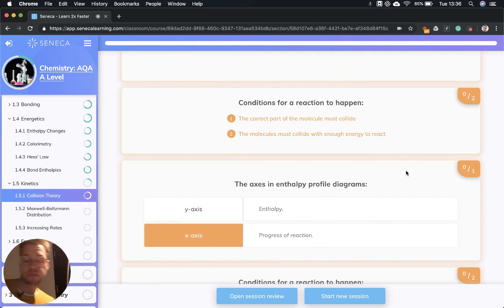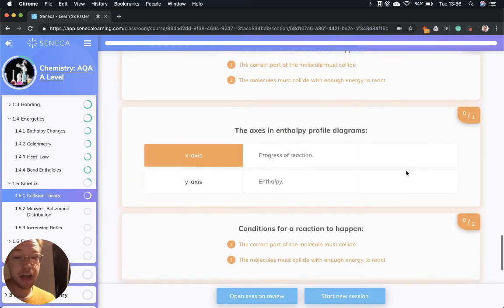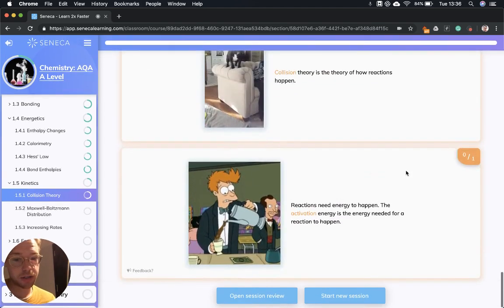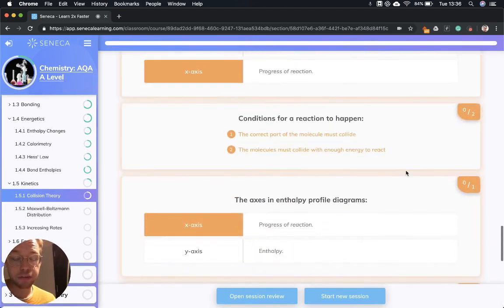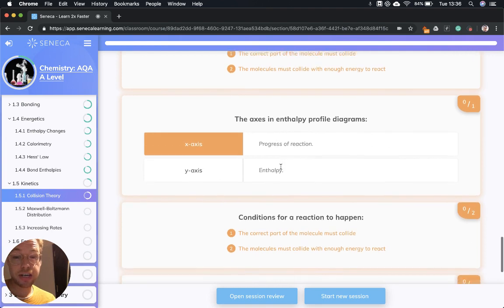Let's rewind a little bit. Do we remember the two conditions required for a reaction to happen? Firstly, the correct part of the molecule needs to collide, so that's the steric factor we're talking about. Secondly, the molecules must collide with enough energy to react. That is our activation energy. And then final question to finish, in an enthalpy profile, what do we draw on the x-axis? The x-axis is progress of reaction and the y-axis is enthalpy.